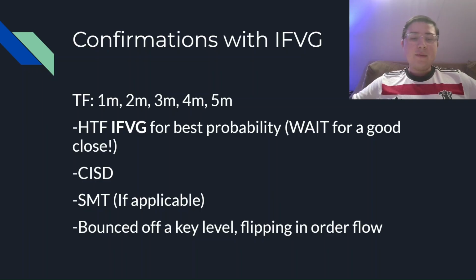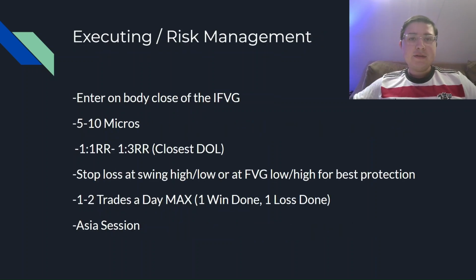Another confirmation would be that, let's say we bounced off a key level and we flipped order flow. Let's say we hit a bearish rejection block, literally tapped into it and traded back down. That's also good. That's a confirmation that we bounced off a key level. Now we're getting an inverse, now we're getting the CISD, and that's perfect. The story's adding up. That's all I need for my confirmations.